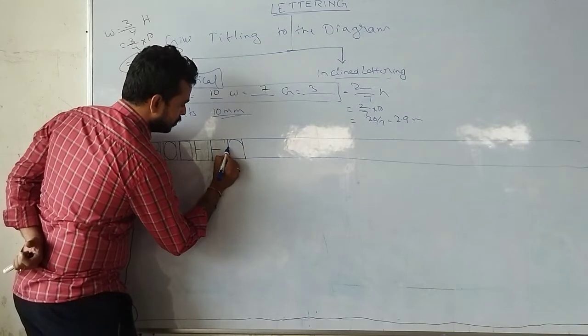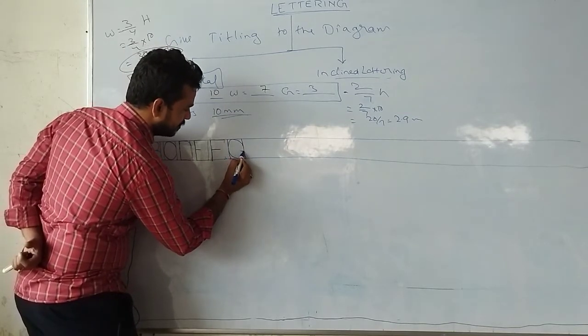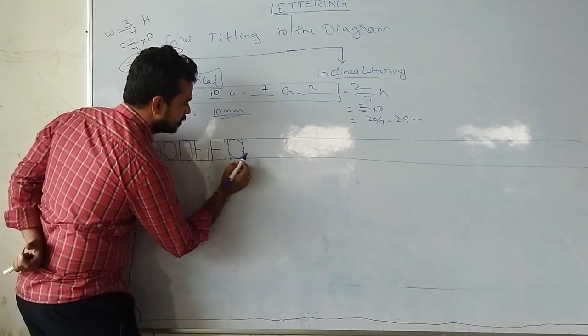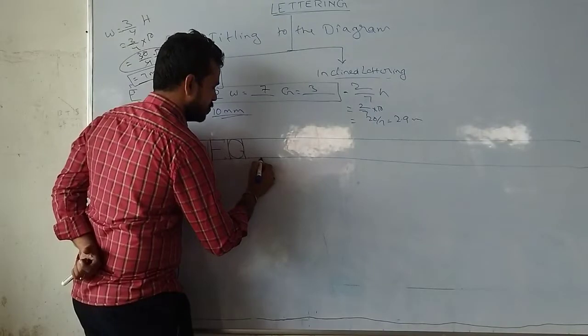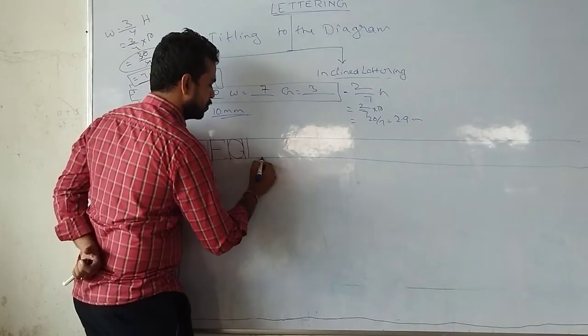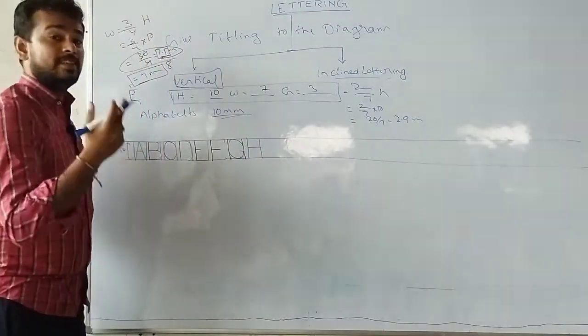Draw C first of all. Next, use 7 mm. Next, H. H is common. 7 mm is there, no? Draw 2 lines and a middle one. G, H. Next is I.